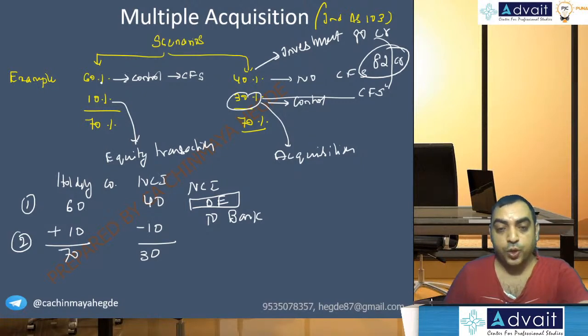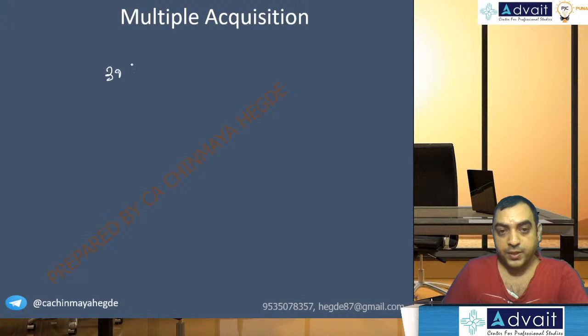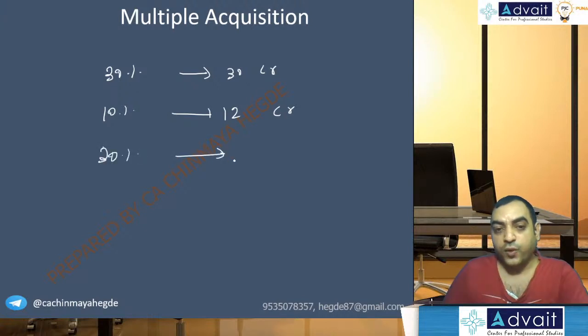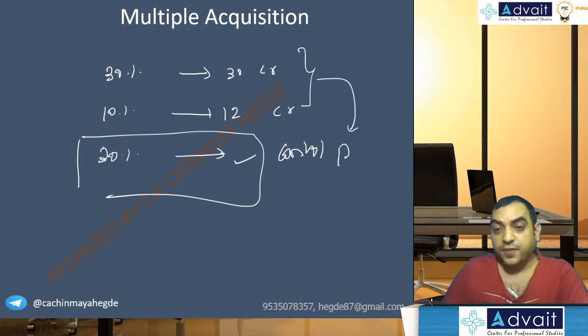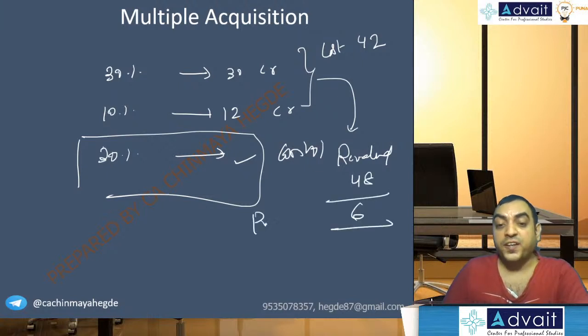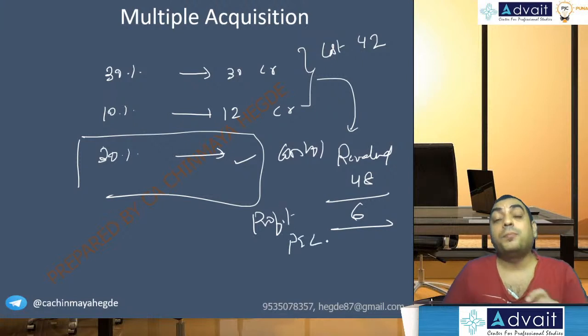Okay, I'll take the second case once more. Suppose you take the percentage like this, 30%, you paid 30 crores. Then 10%, where you paid 12 crores. Then you acquired 30% more at whatever the fair value. So on this date, you are getting the control. So what you should do, this needs to be revalued. The cost is 42, 30 plus 12, and the revalued amount, let's say, comes to 48. So 6 rupees profit should be transferred to P&L account.